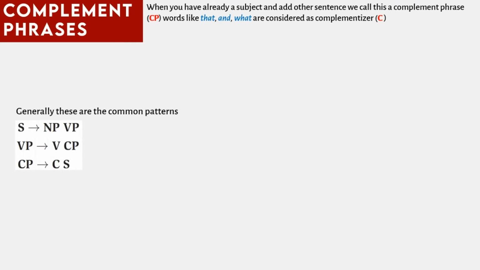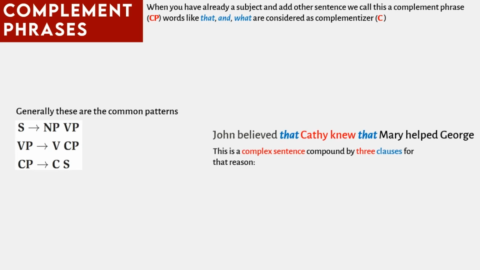Now let's continue. We have these common patterns. The sentence, obviously, is composed of a noun phrase and a verb phrase, as always. And the verb phrase, when we have complement phrases, is composed of a verb and the complement phrase. And the complement phrase is composed of the complementizer and the sentence. Let's put an example. John believed that Katie knew that Mary helped George. First of all, what kind of sentence is this? Because we have three clauses, we call this a complex sentence.